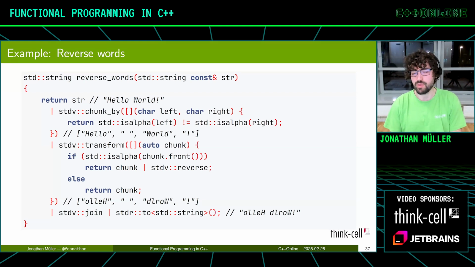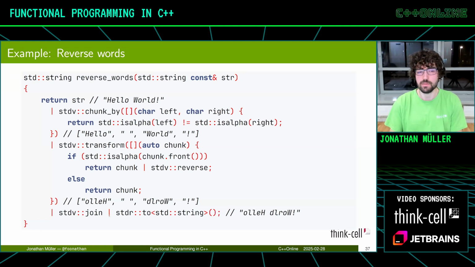And so we want to transform each chunk. So transform gets called on the actual chunks again. And if it's a word, we know it's a word when the first character is alphanumeric, then we reverse it. Otherwise, we leave it unchanged. And the result of this is a list of chunks that are already correctly reversed. It's just a range of ranges, and we want a single range. So we use join. And join simply takes a range of ranges and turns it into a range by adding all the elements one after the other.